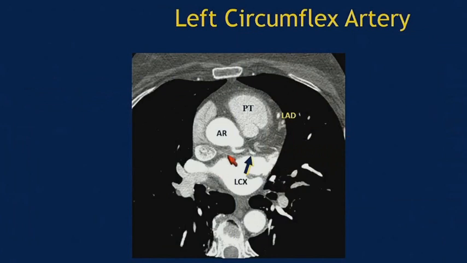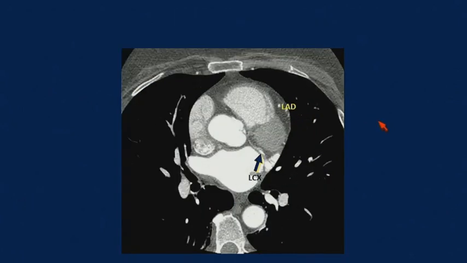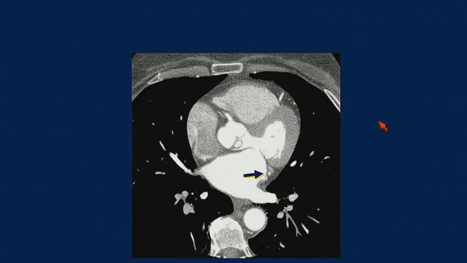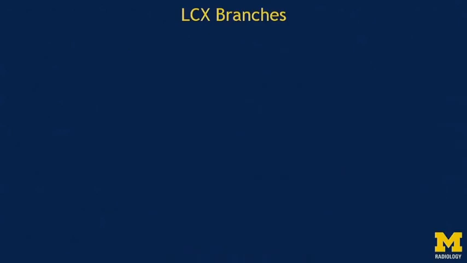So again, if you follow this, this is our left main. The arrows are pointing to the circumflex. The LAD, as we talked about, is lying in the anterior interventricular groove. You keep following it, and you can see that the circumflex resides in the same location.